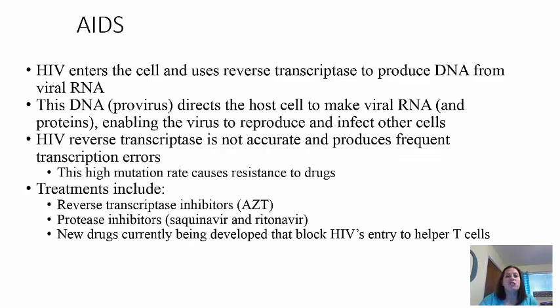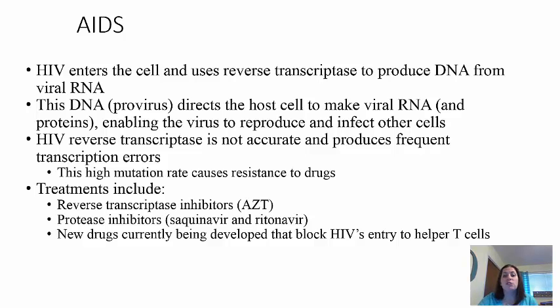Now, HIV enters your cells and it uses a special enzyme called reverse transcriptase to produce its DNA from its RNA, okay? Because it's an RNA virus, it's going to make its DNA. This DNA is then known as a provirus. It directs the cell, your host cell, to make viral RNA. So instead of your T helper cell helping out and helping your immune system, it actually hijacks it to make more HIV viruses. So the viruses start to replicate so they can infect other cells.